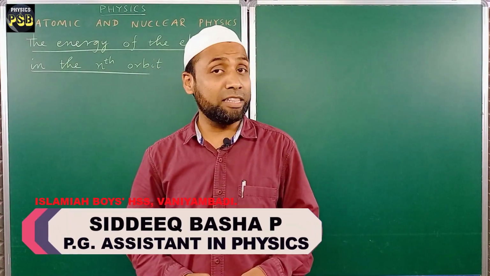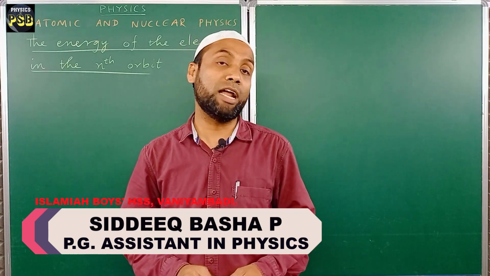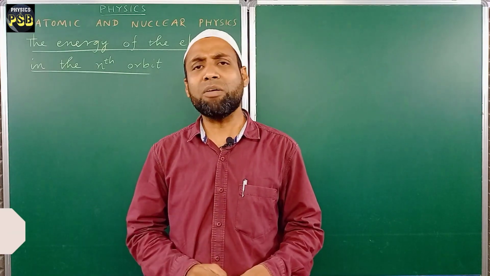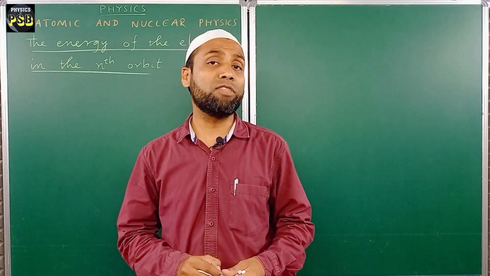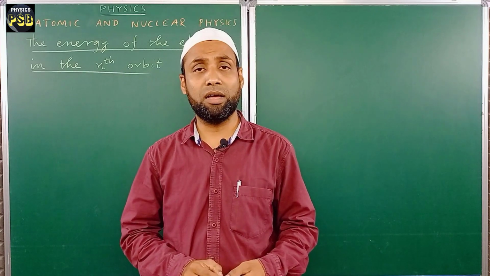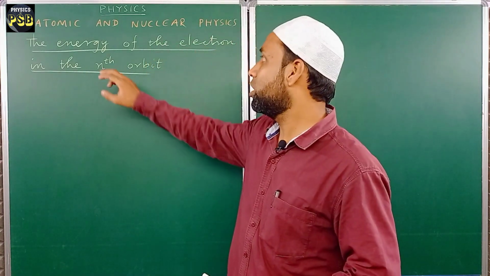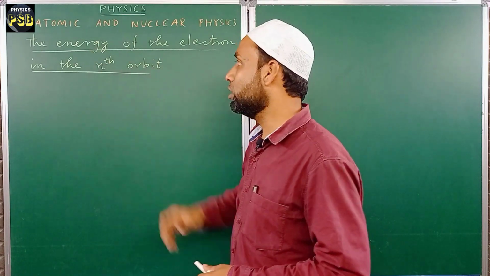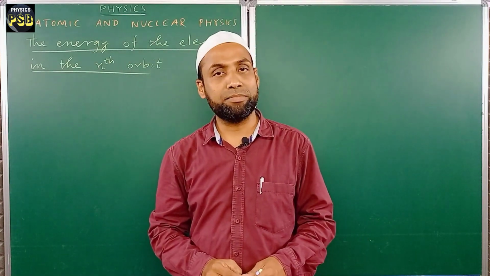Assalamu alaikum. In the last video, we obtained the expression for the radius of the orbit in which the electron revolves. Apart from that, we also obtained the expression for the velocity of the electron revolving in that particular orbit. In this video, we'll get the expression for the energy of the electron in the nth orbit of an atom.